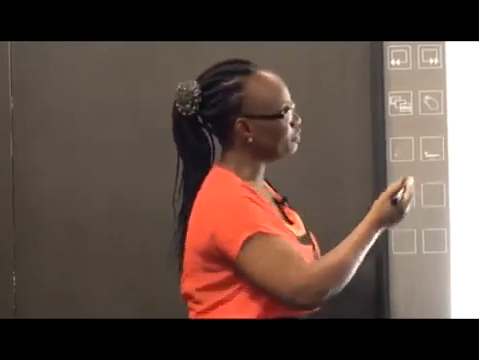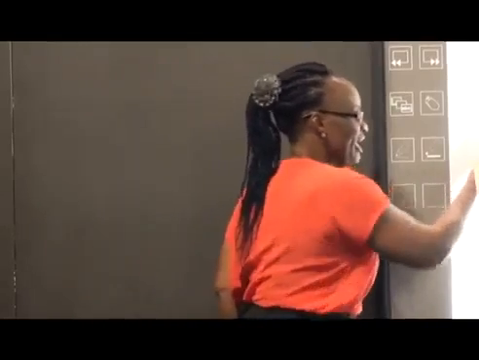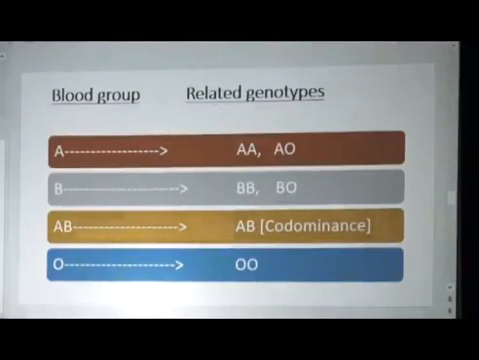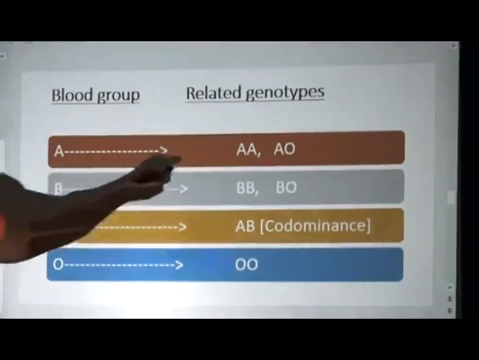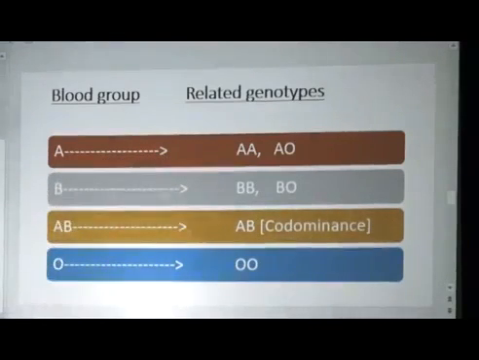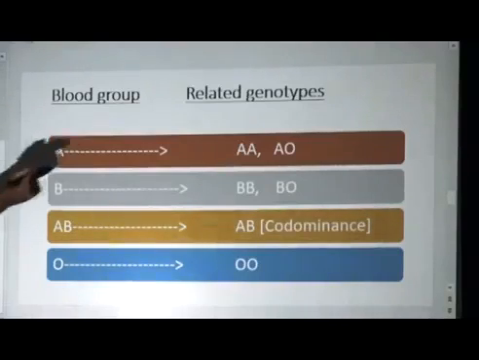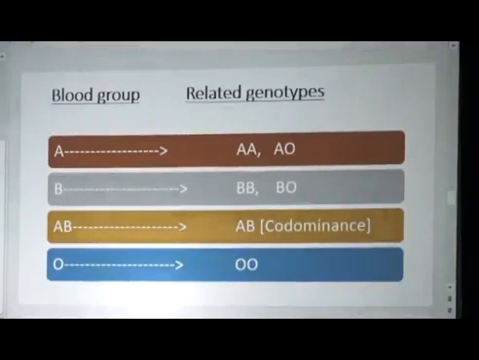Welcome back. We are discussing the blood groups and their related genotypes. A person with blood group A can be homozygous for blood group A. When that person is homozygous for group A, that means the person will have AA. If the person is heterozygous for group A, it will be AO. That is, O is recessive, while A is dominant.